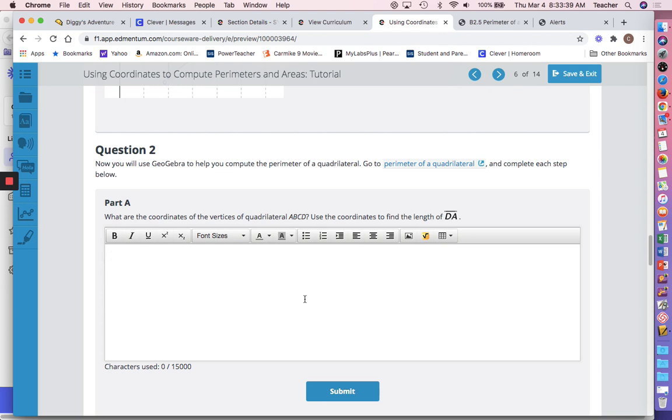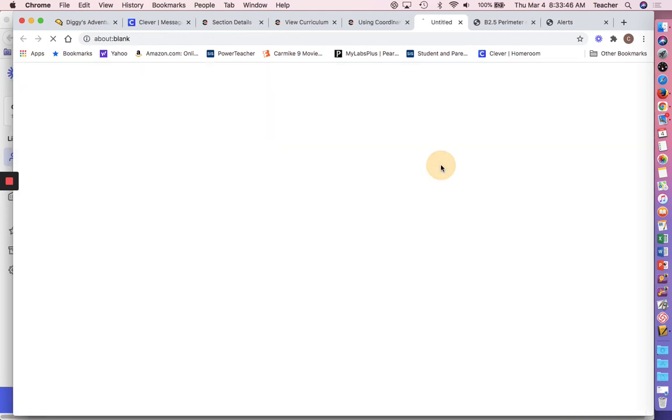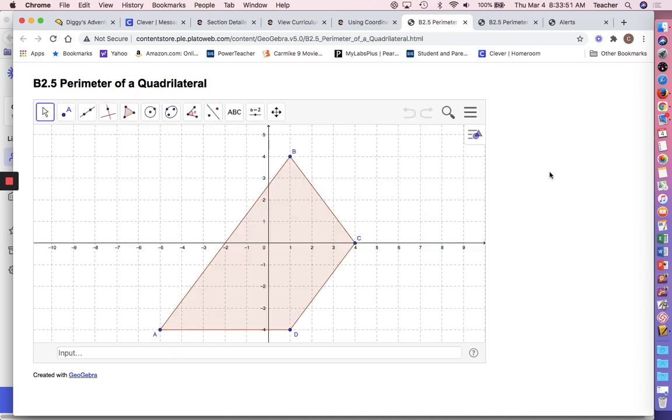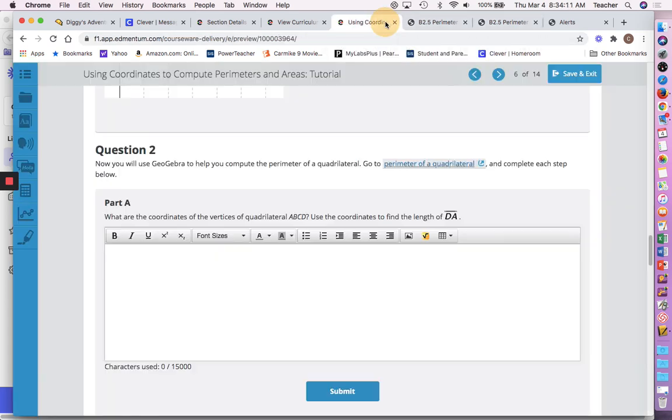Now you will use GeoGebra to help you compute the perimeter of a quadrilateral. Same thing as a triangle, guys. You have to have all 4 sides of a quad. So let me open this up. Looks like maybe a trapezoid. The reason why is because it looks like line DC and line AB might be parallel. If they are parallel, it's a trapezoid. If they are not parallel, not a trapezoid. Probably just some kind of quad.